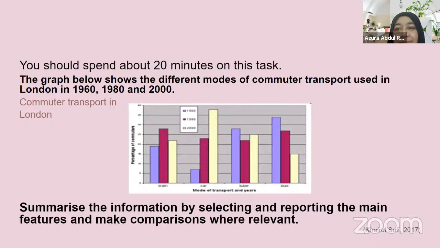The graph below indicates the different modes of commuter transport used in London in 1960, 1980, and 2000. Okay, you can change it even more, Fariha. Can you try to change it even more? For example, 1960, 1980, and 2000. Can you change this somehow?